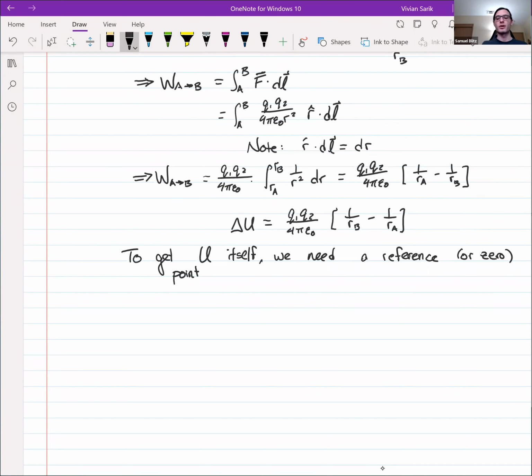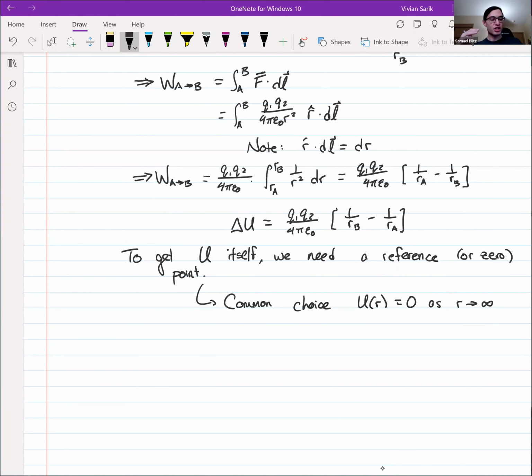And yeah, exactly as Devin suggested, we're going to use infinite distance from our charge as the reference point. This is a common choice, but it's not the only choice that's ever used. We choose that the potential energy is 0 as r goes to infinity. Yeah, it does work the same as gravitational potential energy, precisely.